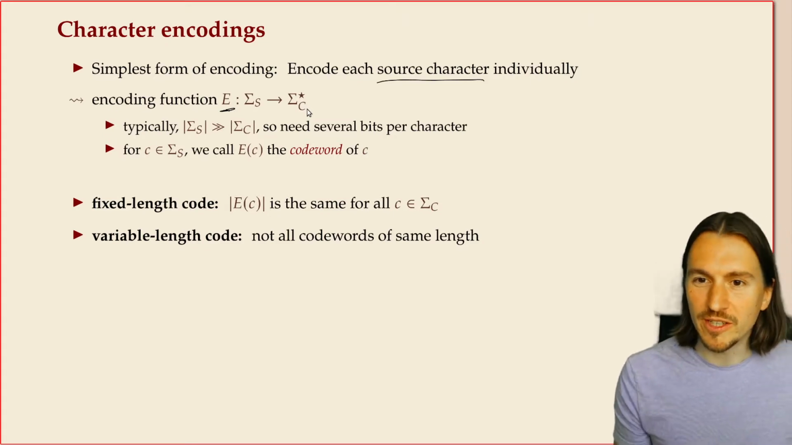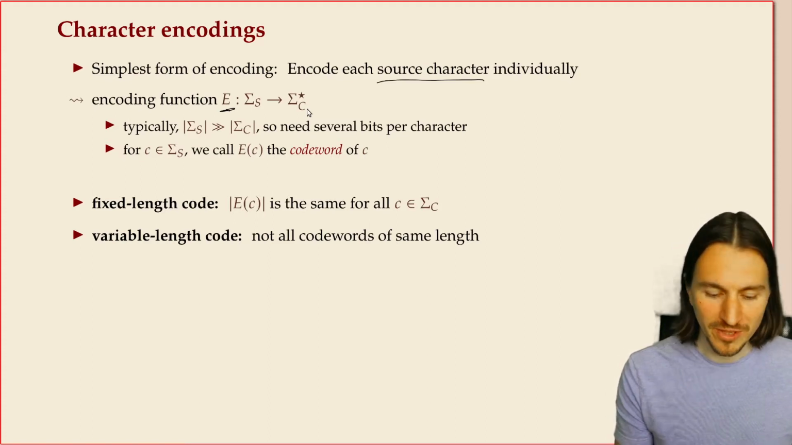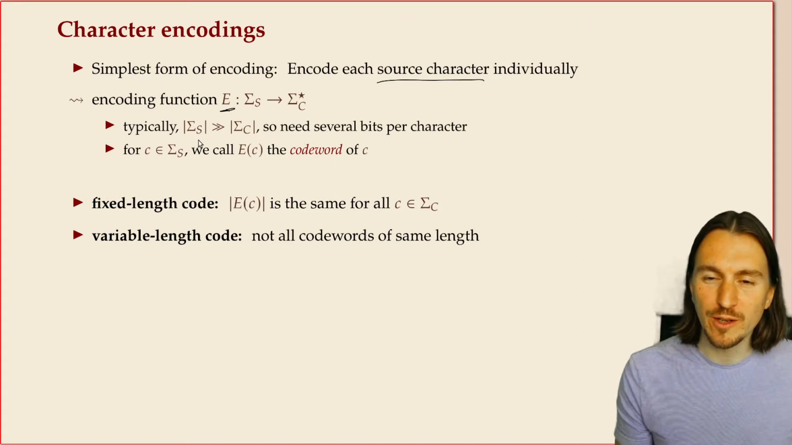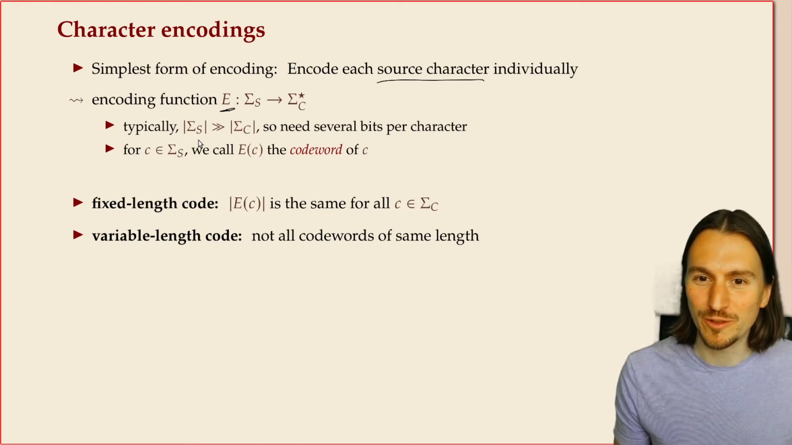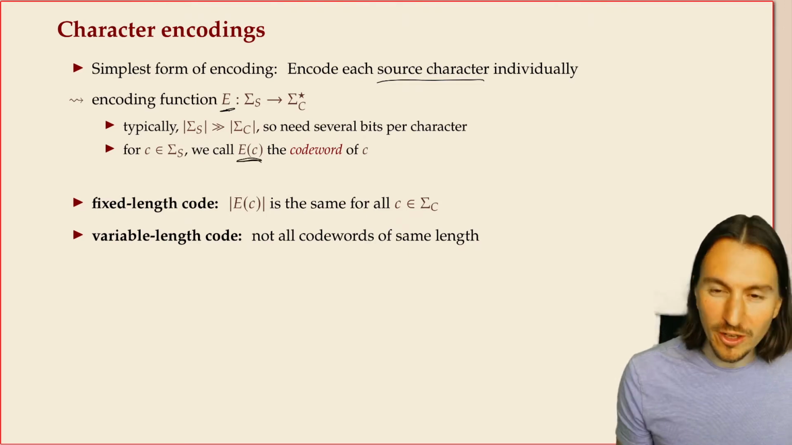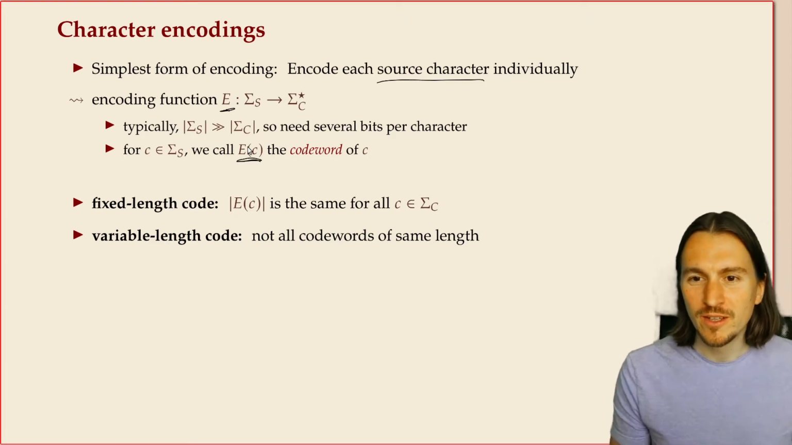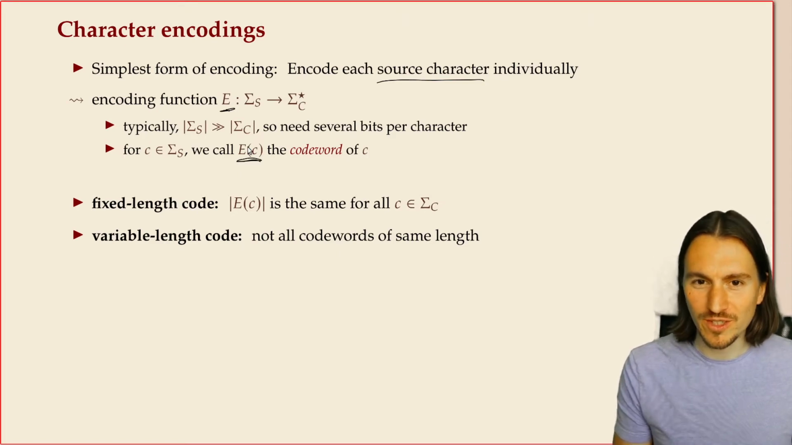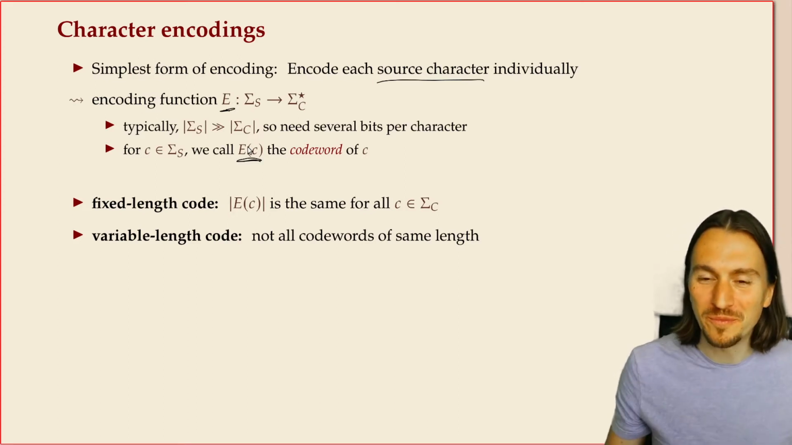And we do this individually, independently for all the characters and just concatenate their codes. Usually we think of the source alphabet to be substantially bigger than the coded alphabet. So that means we need several bits per character, right? There's no way you can lie away that amount of information. Another bit of terminology, this bit string E of C will be called the code word for C. So that's the word that serves as a code for C in the coded text, if you want.